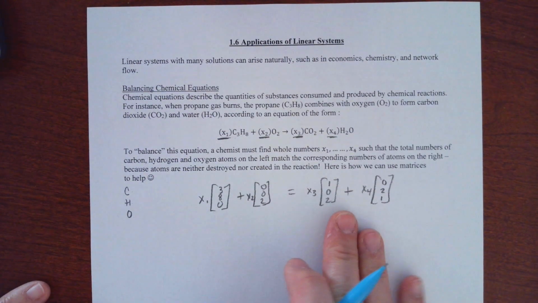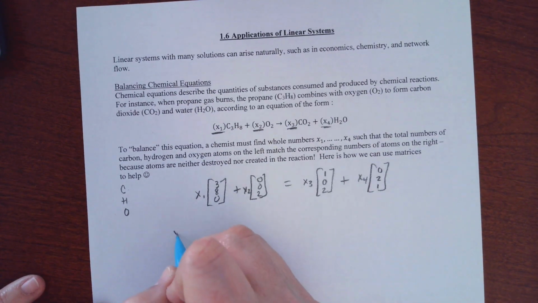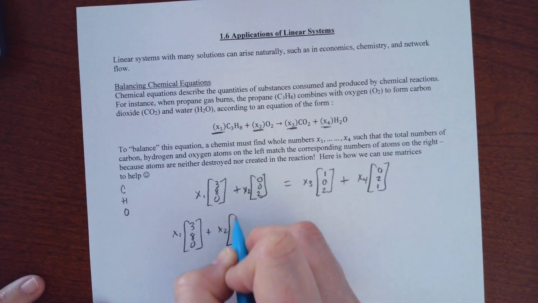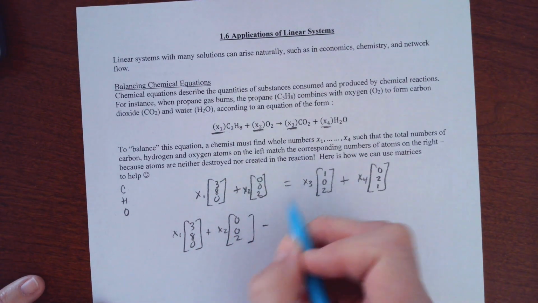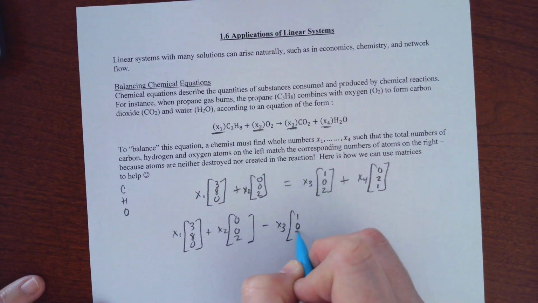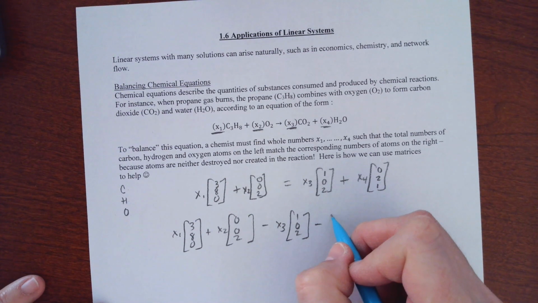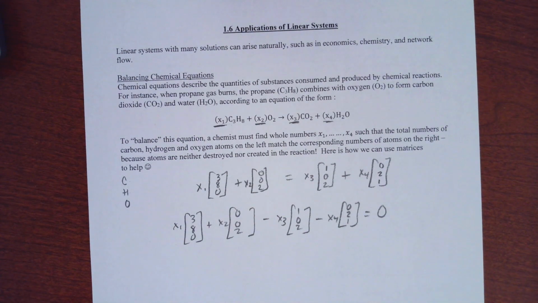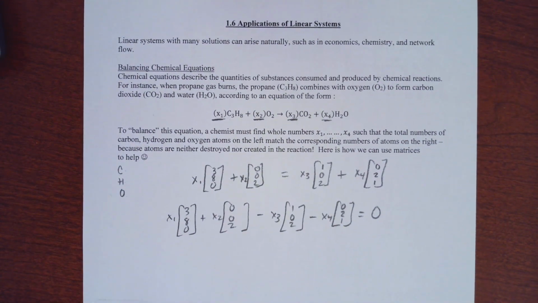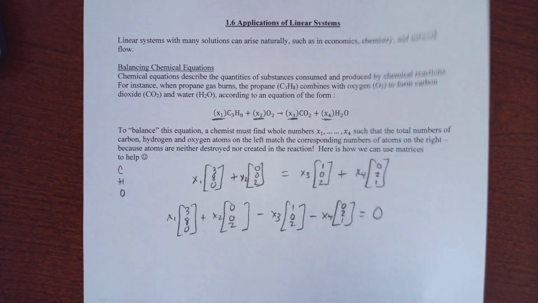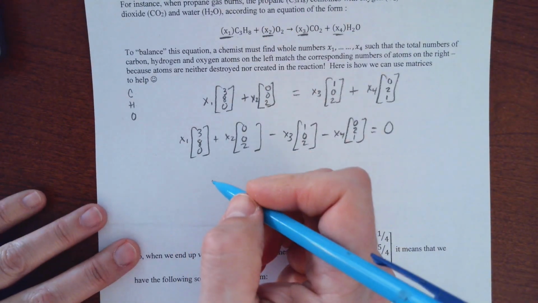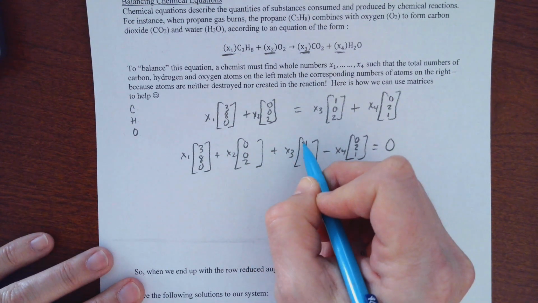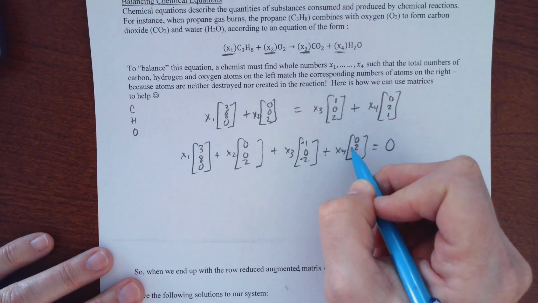Now what we're going to do is pull everything to the left. So you'll notice I'll have x1 times 3, 8, 0, plus x2 times 0, 0, 2, minus x3 times 1, 0, 2, minus, pulling it over, x4 times 0, 2, 1, all equal to 0. So we are going to make this into a homogeneous system of equations. These negatives right here, I'm going to put a plus and then apply the negative inside here and here.